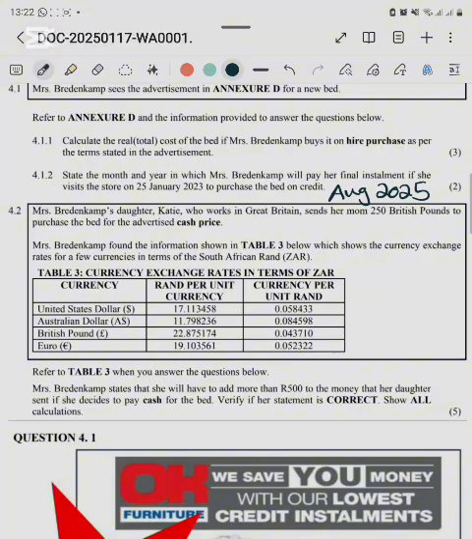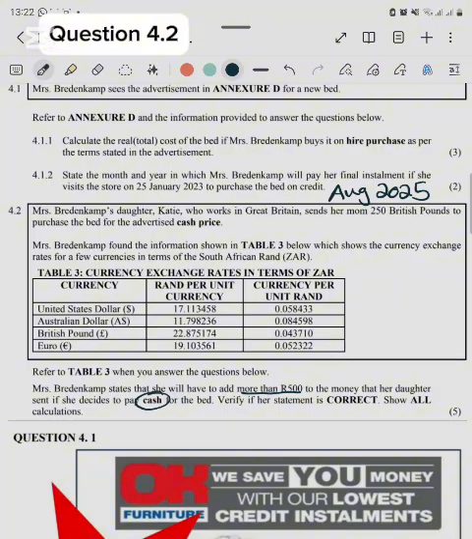Then we've got 4.2, which is the currencies, and it's all about her daughter sending her some money. And they're asking us there that she says she will have to add more than 500 Rand to the money that her daughter sent her if she wants to pay cash for the bed. Verify if your statement is correct, showing all calculations.